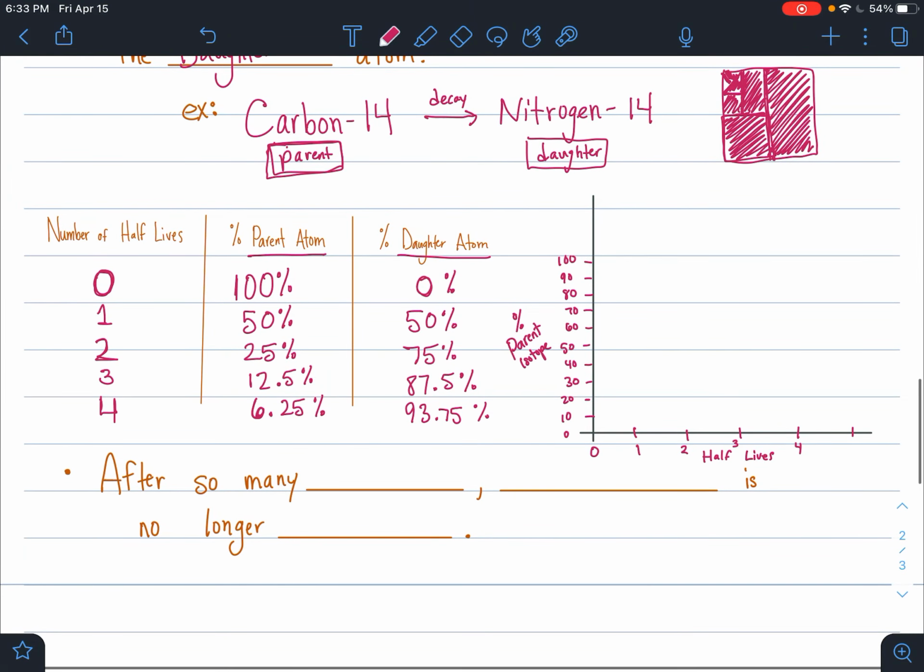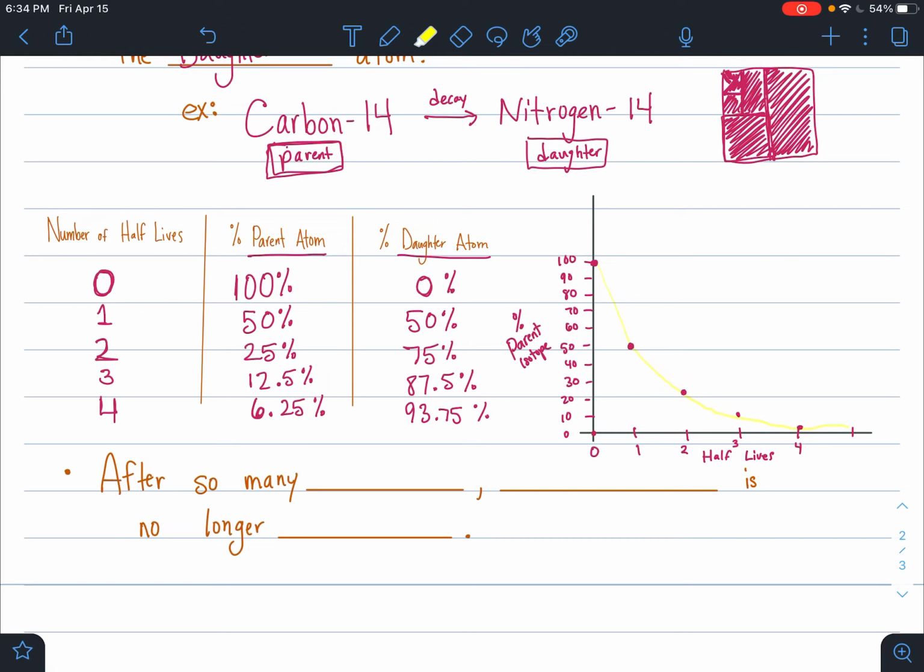Now, we just made this table so we can easily graph our data. So when we have 0 half-lives, we have 100% of our parent atom is there. When we have 1 half-life, we have 50% of our parent isotope. After 2 half-lives, we have 25% of our parent isotope. After 3 half-lives, we have about 12.5%, and I'm just estimating here, and at 4, we have about 6.25% of our parent isotopes. So if I get out my highlighter here, I can draw a line that kind of connects these.